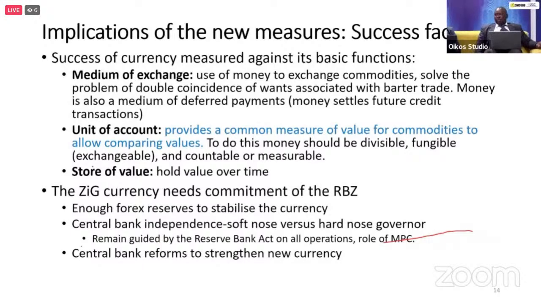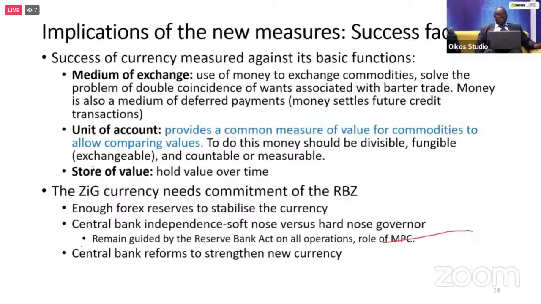Then let me move on to the implications of the new measures. I will begin with the success factors. You can see that some of them we have already covered, but I'll just have a run through so that we clearly understand what this new monetary policy entails. The first success factor of a currency is measured around its basic functions.